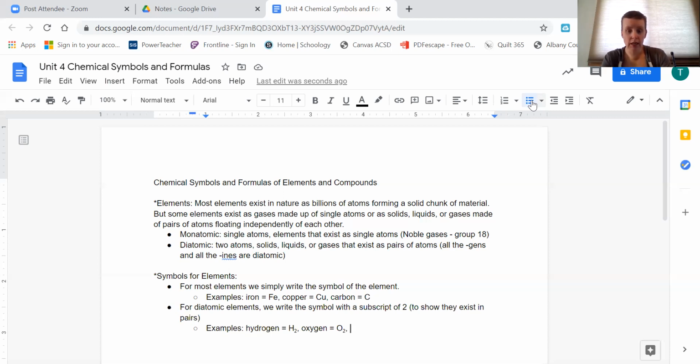All right, there's one more gen. Nitrogen is going to be N2. All right, then we get into our enes. Fluorine, which is F2. Chlorine, which is Cl2.